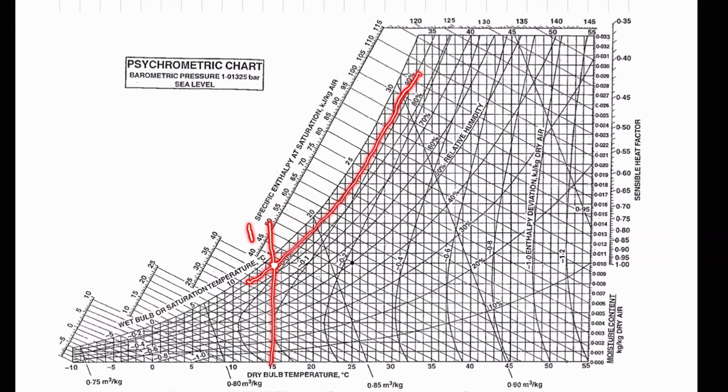Now second data, this is sensible heating. So from 1 to 2 process will be horizontal, and point 2 dry bulb temperature is 50 degrees Celsius. So from this point you have to travel in horizontal direction till 50 degrees Celsius. Here we have 50 degrees Celsius. So this point will be point number 2. So 1 to 2 the process will be towards right.